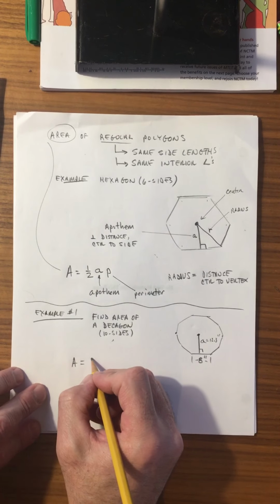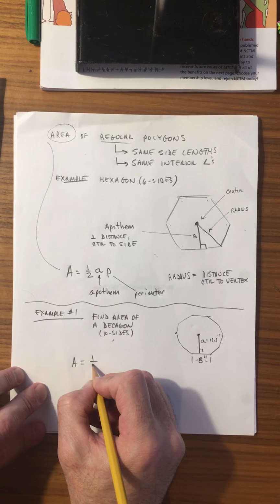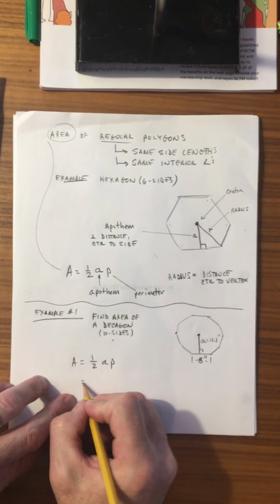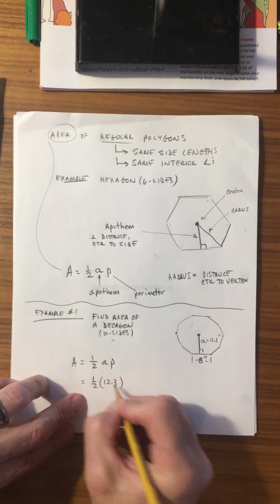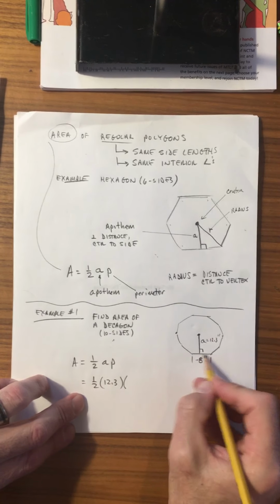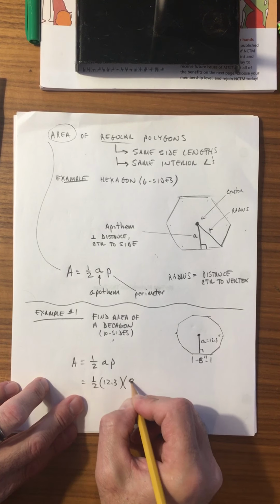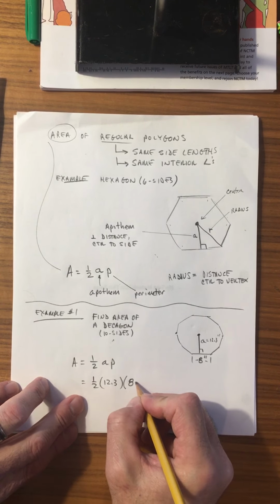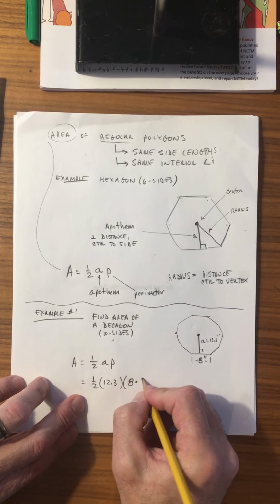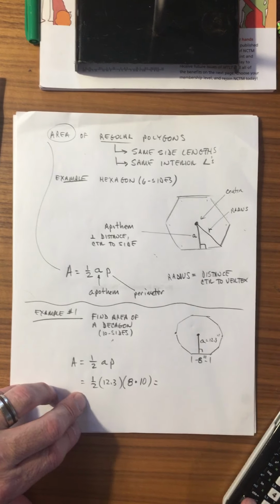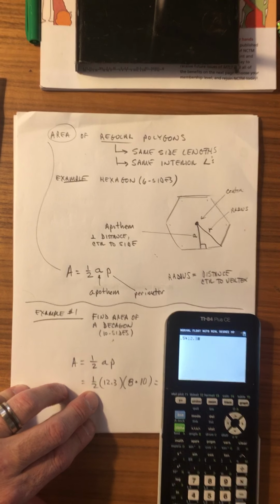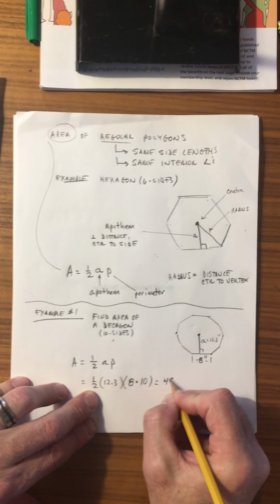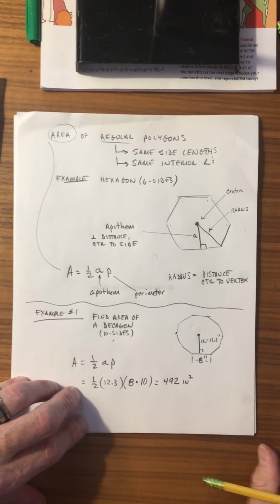So the formula is area of the regular decagon equals 1/2 AP. We know the apothem is 12.3, and we know that one side is 8. And then there are 10 of those sides. So let's multiply that out. 0.5 times 12.3 times 8 times 10. And it comes out 492 inches squared.